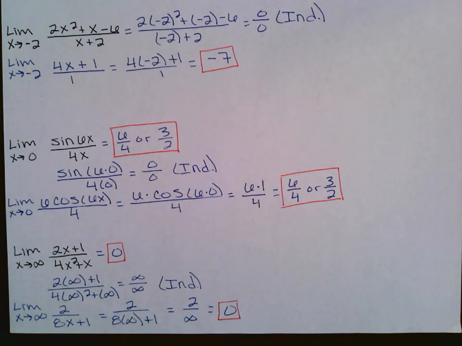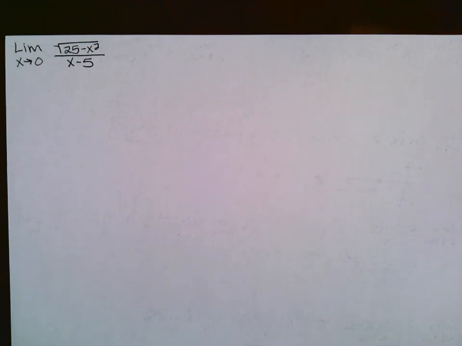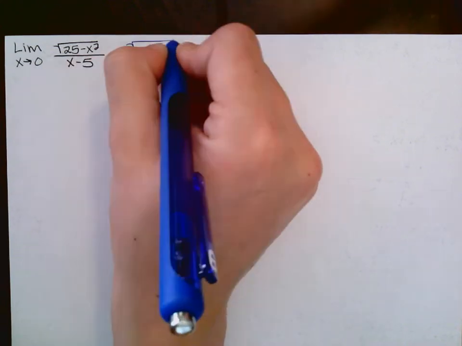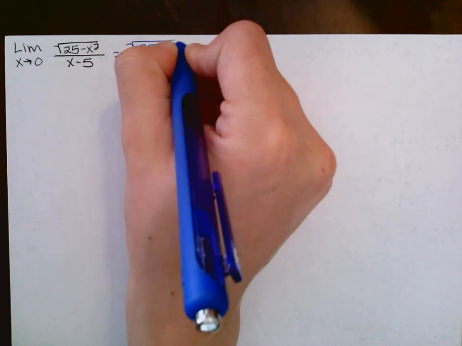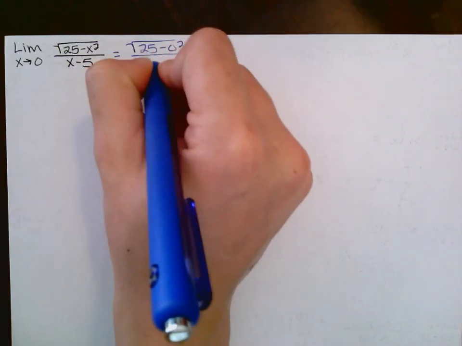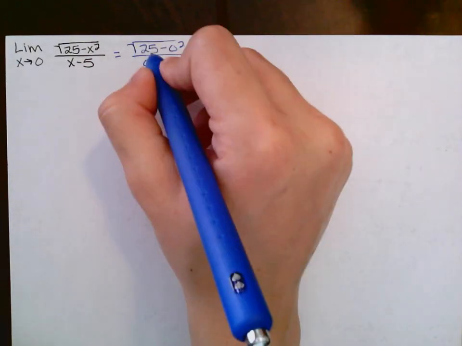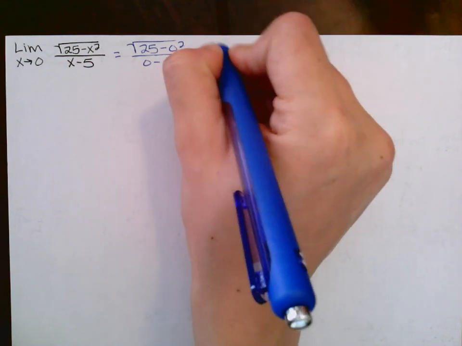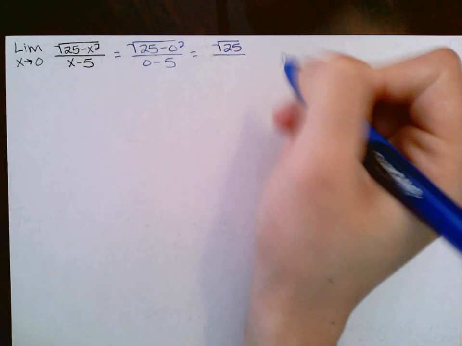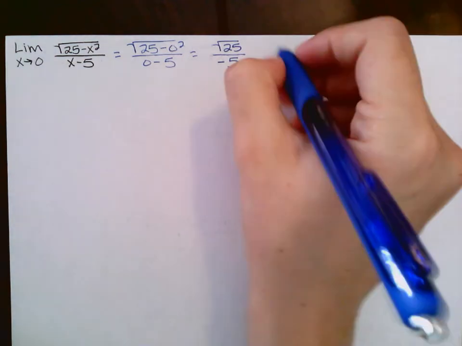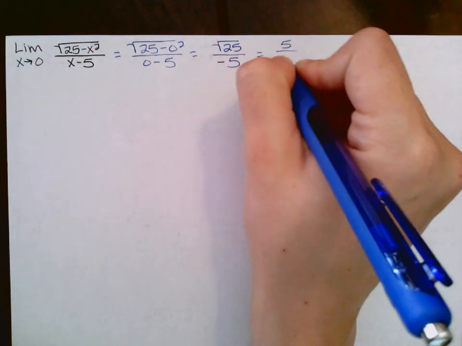All right, last question. If I were to plug in 0 here, I would get square root of 25 minus 0 squared over 0 minus 5. Okay? I would end up with 25 minus 0 is just 25, so square root of 25 over 0 minus 5 is negative 5. Square root of 25 is 5. 5 over negative 5 is just a negative 1.